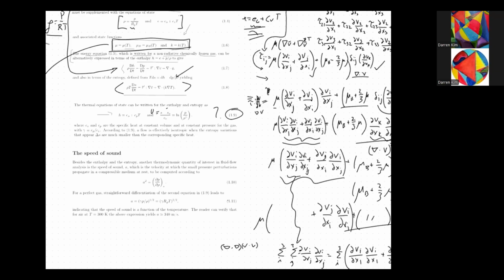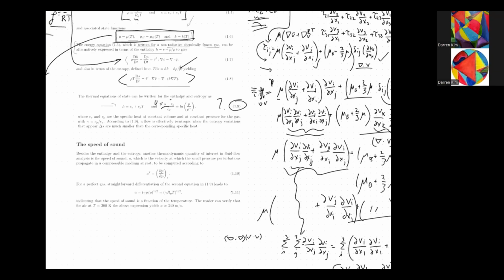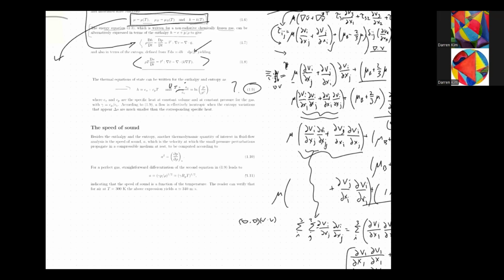Okay. The speed of sound, beside the entropy, another thermodynamic constant from dynamics is the speed of sound, a, which is a velocity at which a small pressure perturbation propagates in a compressible medium at rest. To compute the following, this has to happen. Sure, that's true. For specific gas straightforward differential of the second equation. Oh no. Oh no, we're using that. I don't know where this came from, although. Yeah, whatever. I know what this is, although.